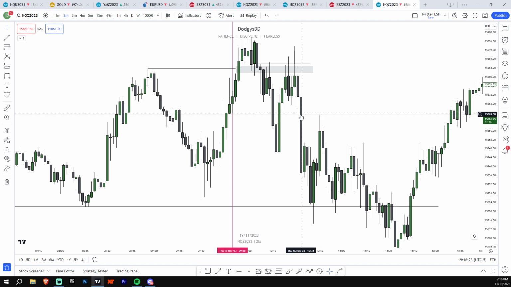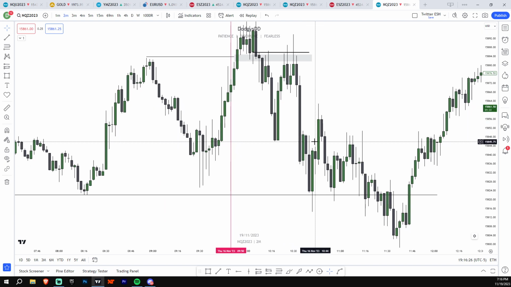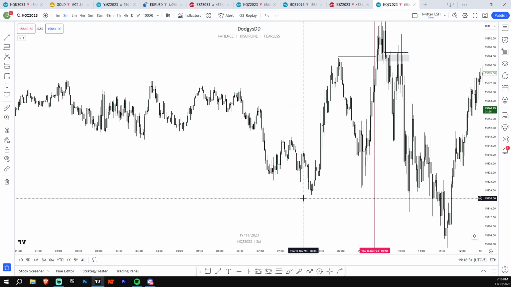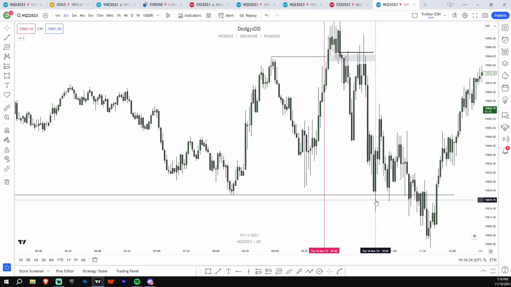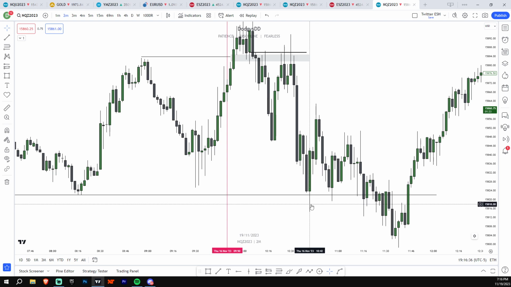And then you can see this one. We run the draw on liquidity, being these equal lows. We run it at 10:42. So because we run it at 10:42 here, what does that mean? What can we infer from running it at 10:42? Yes, so we ran it before the macro. So what might that mean when the macro starts?